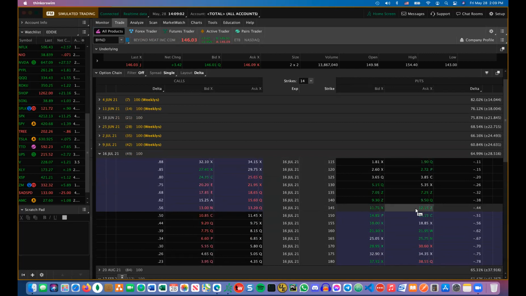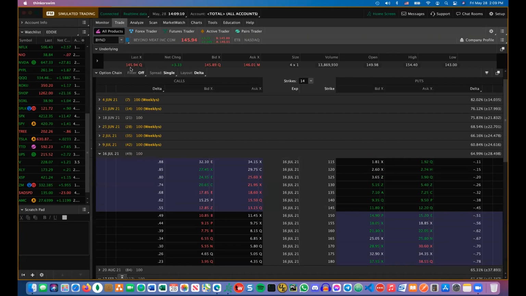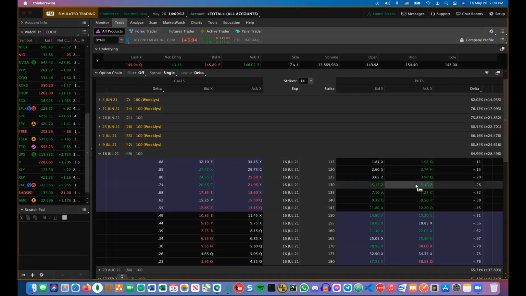When you're buying a put, you are expecting that the price of the underlying, in this case Beyond, is going to go down from 145. As it goes down, this premium increases. The $12.20 increases. All right, so that's the basic premise.